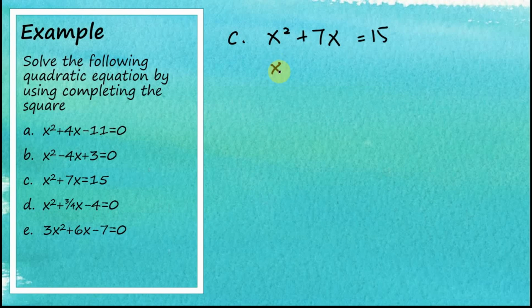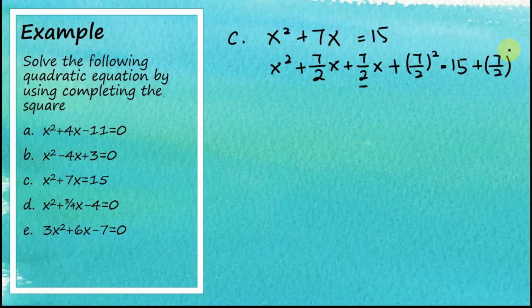The first one is the x squared. And the second one is to split this 7x equally into 2. And 7 divided by 2, we have 7 over 2 x, plus 7 over 2 x. And then we need to add the square of the coefficient of x here to the left-hand side. So it becomes (7 over 2) squared. Okay. And so we have a 15 here, and then to make the equation balance, we need to add (7 over 2) squared to the right hand side as well. Okay. So we have all the 4 components.